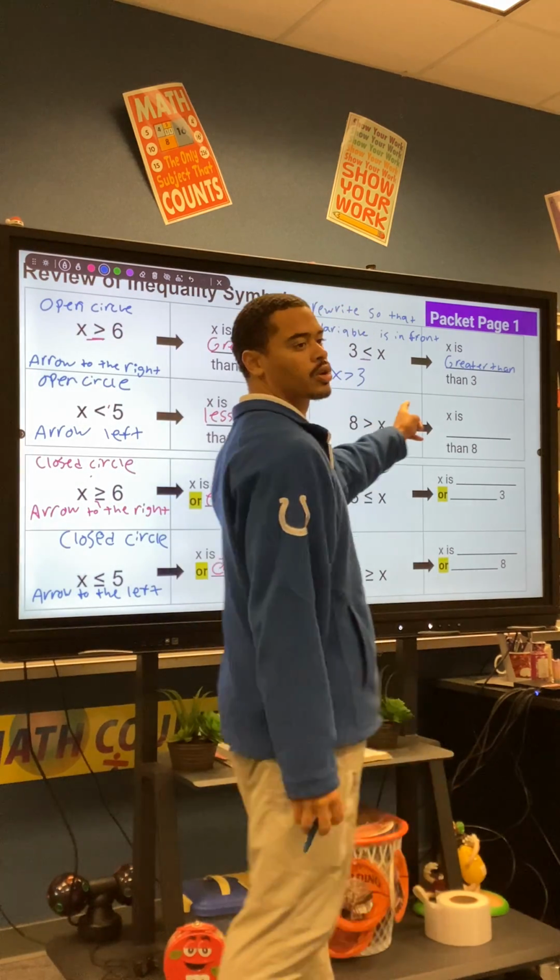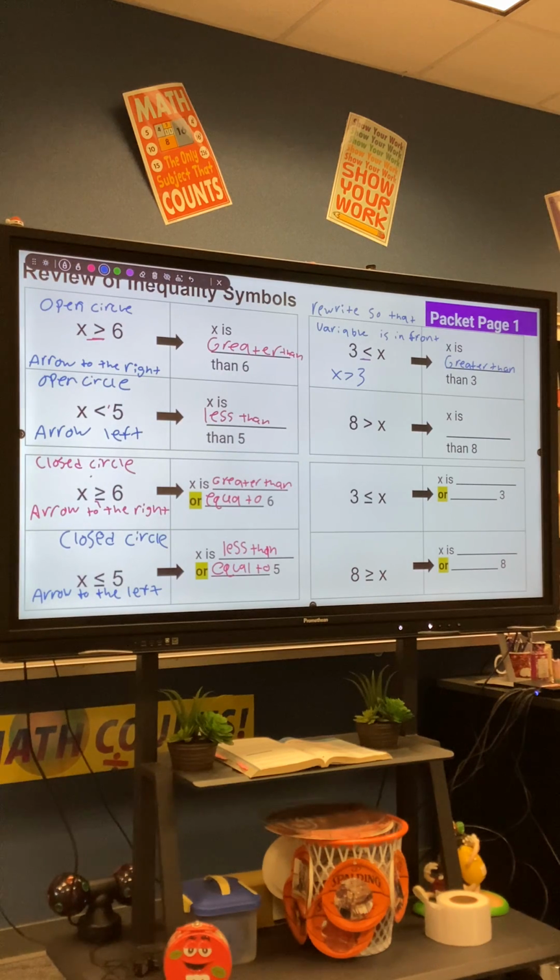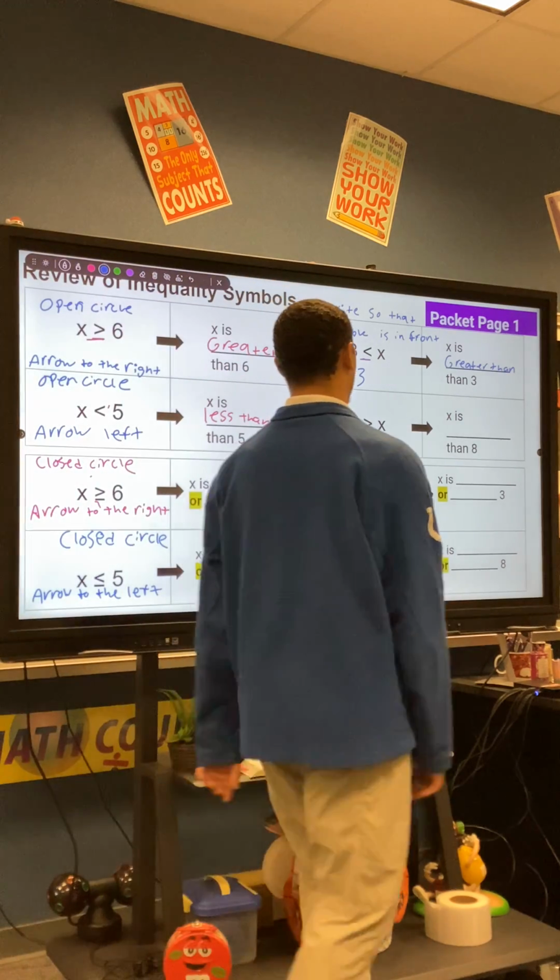Is this an open circle or a closed circle? Open, and then which way is my arrow going? The right. Good job. Open and to the right.